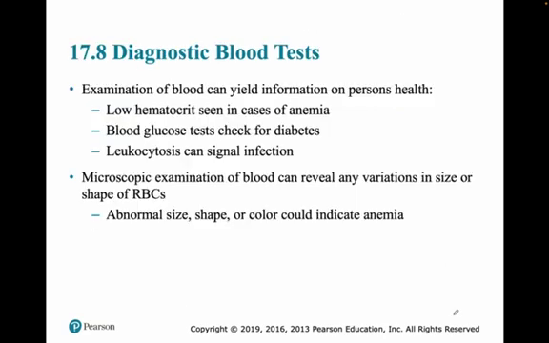Other than blood typing, there are other diagnostic tests typically done before giving blood, for example low hematocrit, which we discussed. A glucose test to see if the person is diabetic or not, leukocytosis, and microscopic examination for abnormal size, color or shape of RBCs, for example sickle cell anemia. So that is also checked before blood is given to another person.